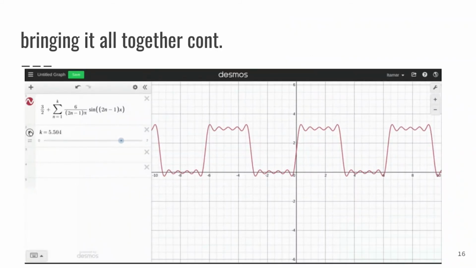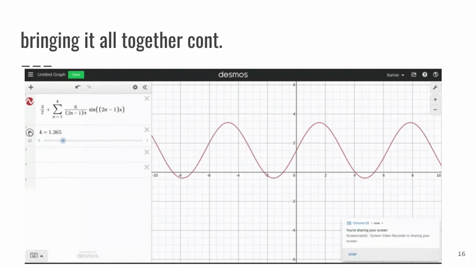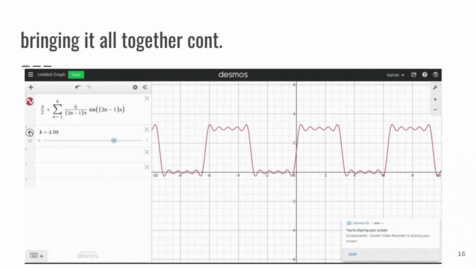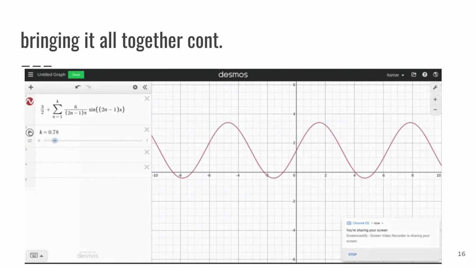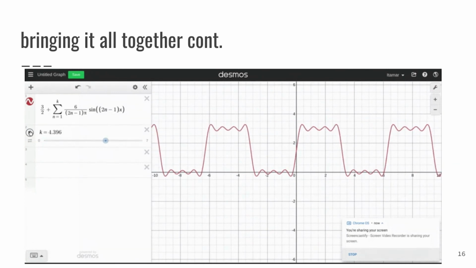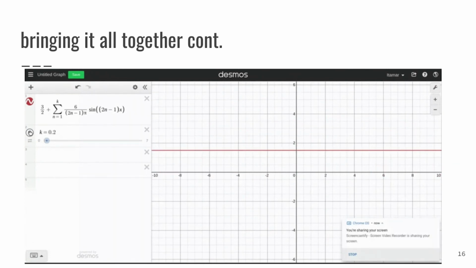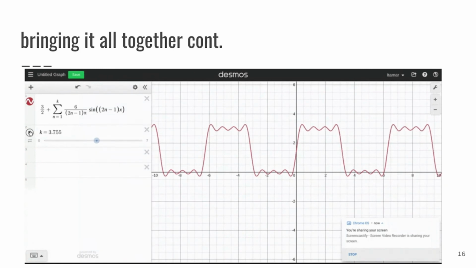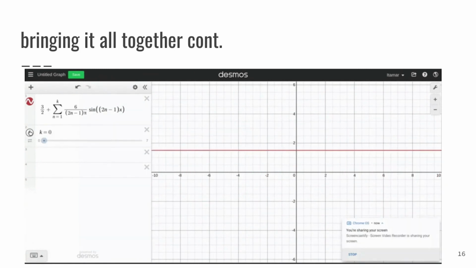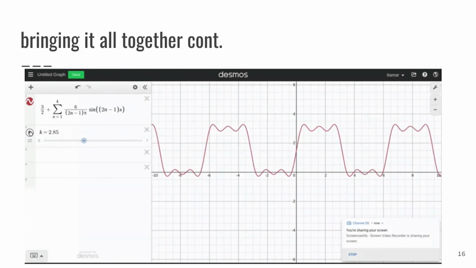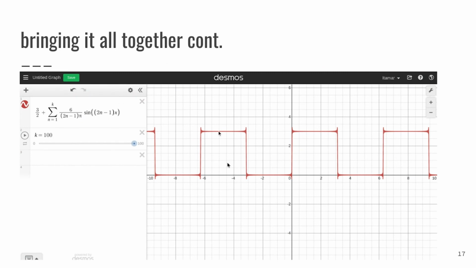So we were able to graph our function on Desmos using the sigma notation from the last slide, and you can see how every additional term as k grows from 0 to 7 makes the graph look more and more like the square wave function. And this is what the graph looks like at 100 terms, so pretty close to the square wave function.